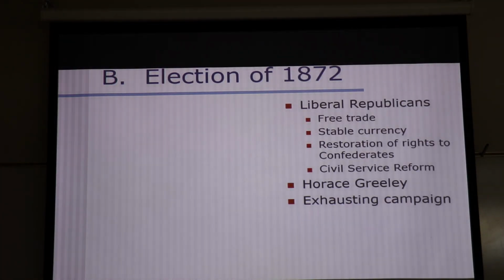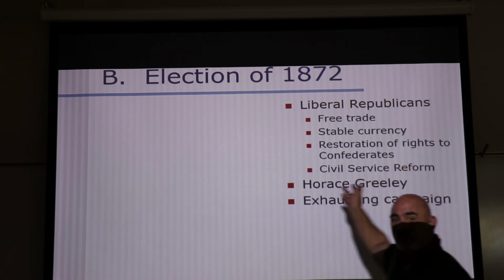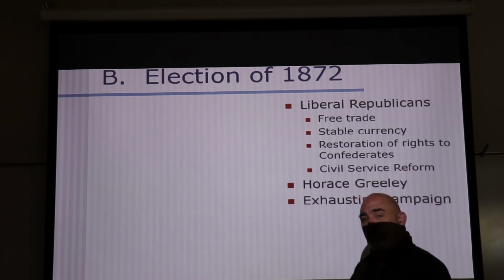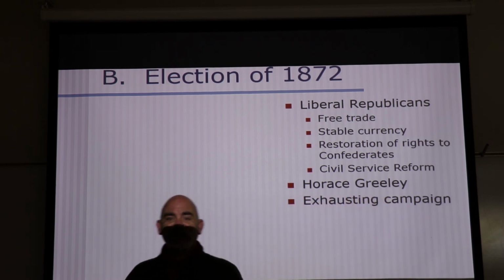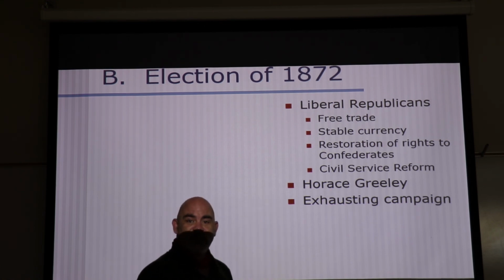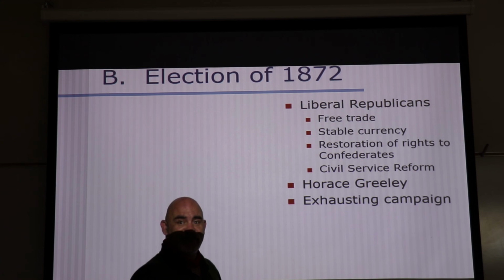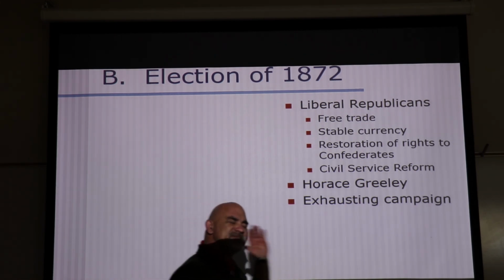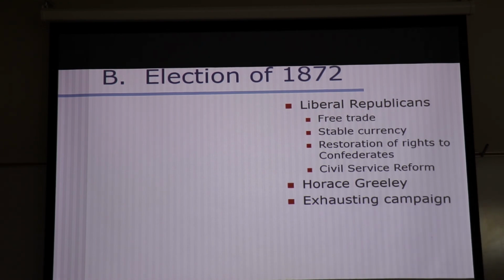In the election of 1872, well, the North's commitment to Reconstruction had begun to wane during the 1870s. You had a new party that came out called the Liberal Republicans. They wanted basically free trade, a stable currency, restoration of rights to the Confederates, and pulling out the federal troops, because those federal troops cost money. The guy who was in charge of the Liberal Republicans was Horace Greeley. He was editor of the New York Tribune. He was the guy who said, "Go west, young man." And he went on an exhausting campaign that ended only in his collapse.